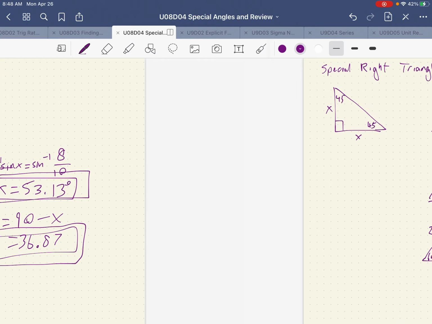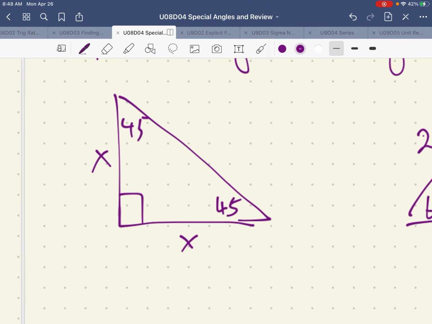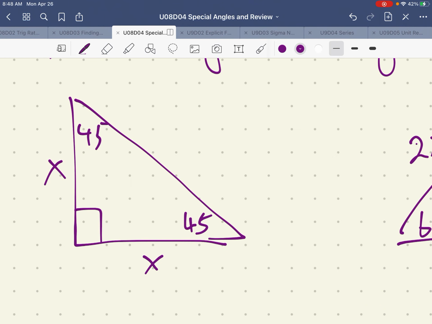So the special right triangles we needed to know are the 45, 45, 90 right triangle. I've labeled the two sides here x, and that's because in a 45, 45, 90 right triangle, because two of the angles are the same, two of the sides are the same by the converse base angle theorem, meaning that these two sides are the same.